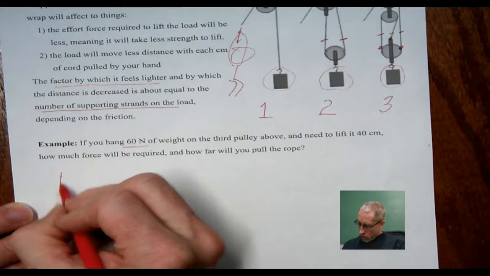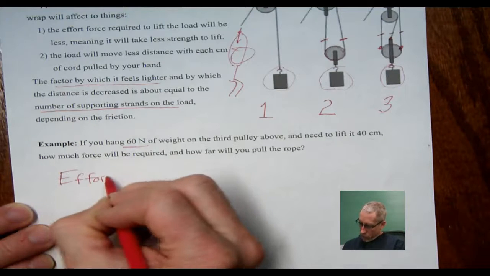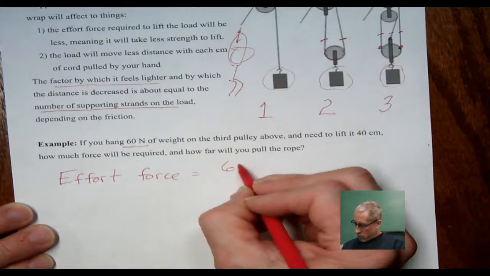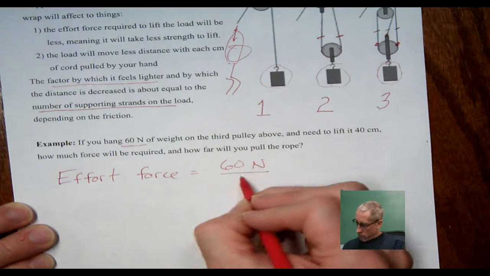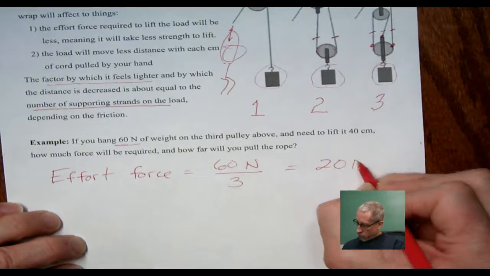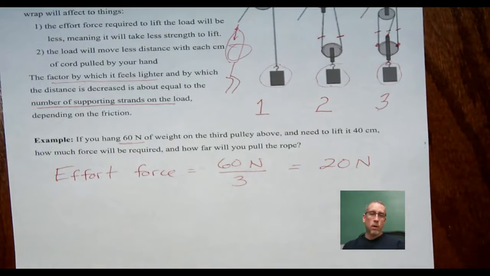So we would call this the effort force. It will equal the 60 newtons that we're trying to move divided by the 3 supporting strands. That means we'd have to only pull with 20 newtons.